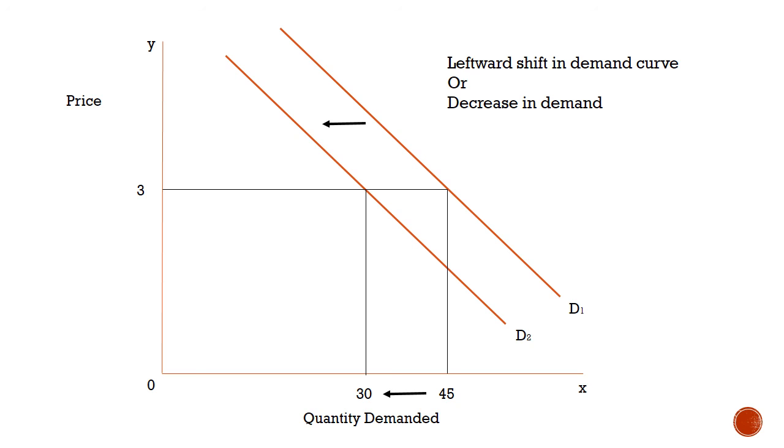So this other factor causes leftward shift in demand curve, or we can also say it as decrease in demand. So the demand curve moves from D1 towards its left to D2, and the quantity demanded falls from 45 units to 30 units. So students, this is all about today's lecture, change in demand.